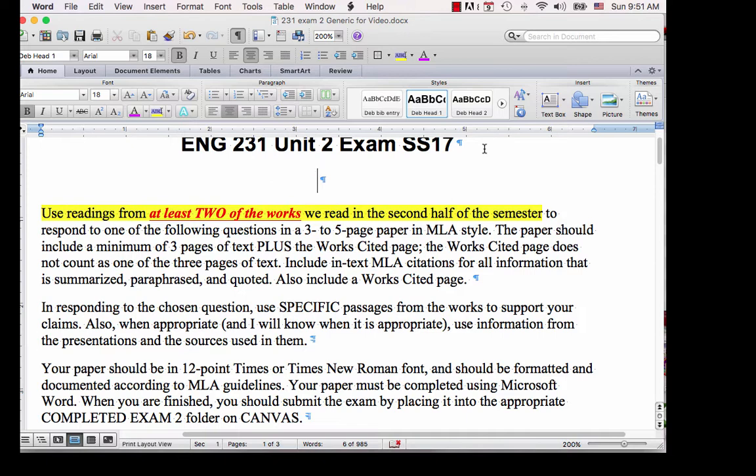Okay. You have to use Microsoft Word because that's the only program I can open and respond in. Okay. And when you're finished, you're going to submit the exam by putting it into the completed Exam 2 Dropbox on Canvas. It says folder, but it's actually a Dropbox.